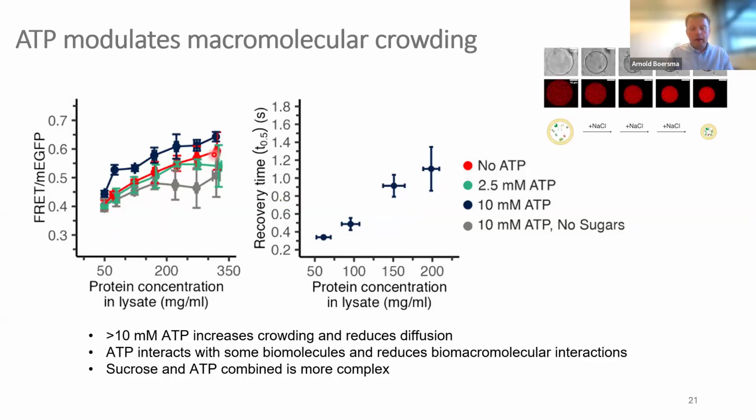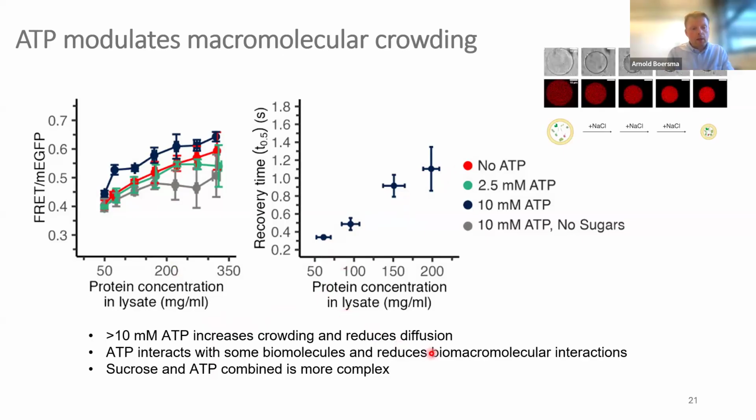However, when we went to very high ATP concentrations, starting at 10 millimolar, so that means that after shrinkage we have about 40 millimolar, then we see an increase in the macromolecular crowding. Interestingly, ATP also self-interacts, so it could be that this also plays a role here. But at least we're sure that very high levels of ATP for sure alter the crowding levels. And this again corresponds with the diffusion measurements, where the diffusion is now lower than without ATP.